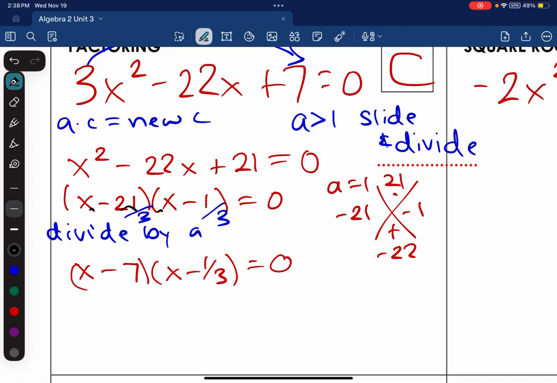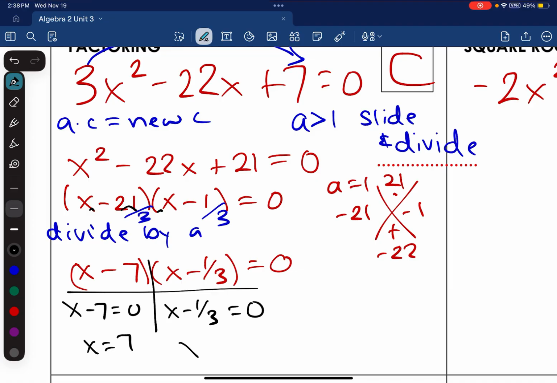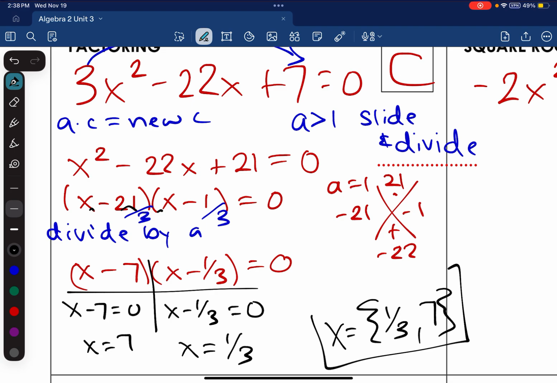Now we can create our table and solve. Set each of the factors equal to 0. Sometimes we forget to write out this step and then we do the mental math wrong. So make sure that if you're the one that ends up doing the mental math wrong, that you work through all the steps. My 2 answers are 1/3 and 7.